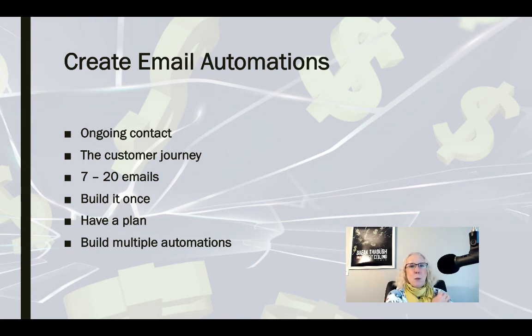And you should have multiple automations. I mean, automations can be small. Like I did a small automation for my Black Friday. I think there were 4 or 5 emails in it that went out the week of Black Friday, so they can be small from that perspective.